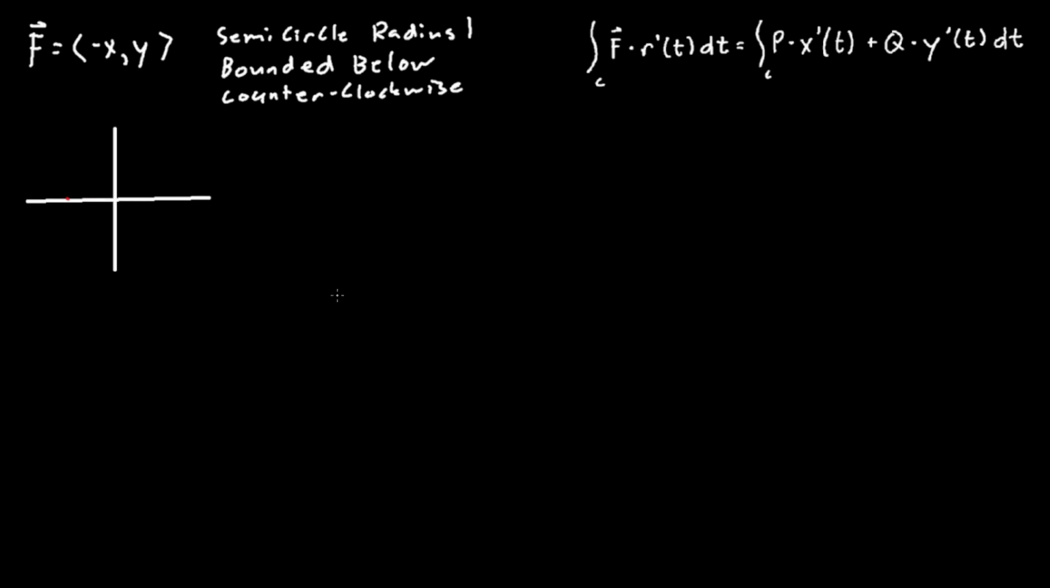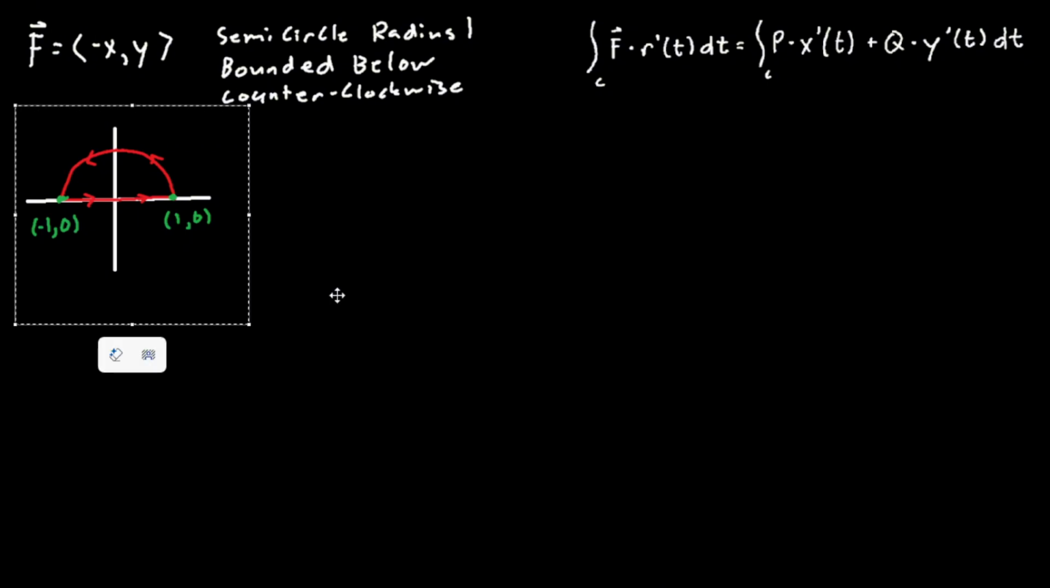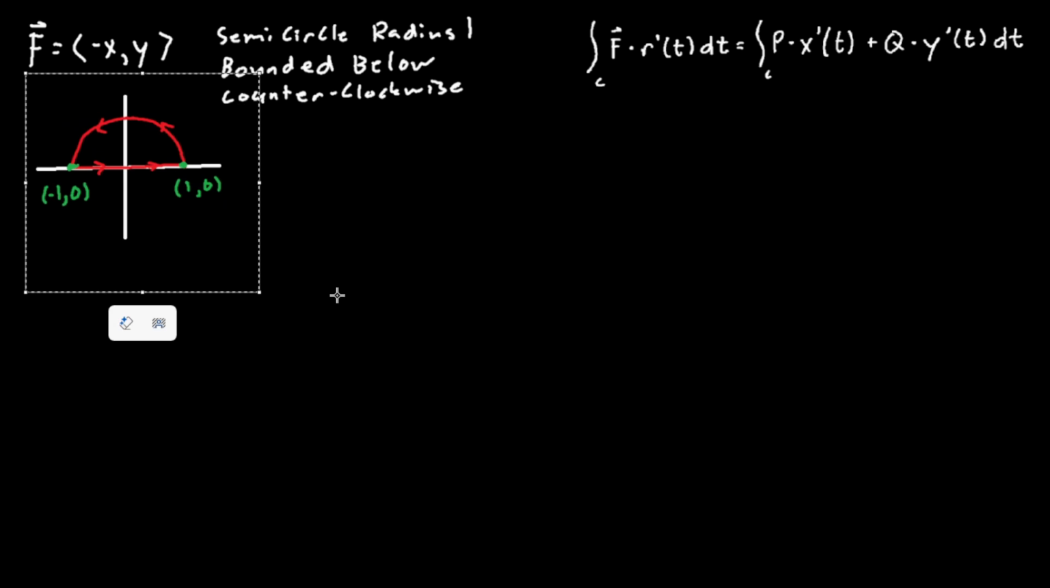Semicircle, like this. I drew that pretty decently. And the orientation is counterclockwise, so I'll draw little arrows to show you what the orientation looks like. It has a radius of 1. Therefore, this point right here and this point right here are defined by the values 1, 0 and negative 1, 0. So this is all we need. Our parameterization is simply a straight line along the x-axis and a half circle.